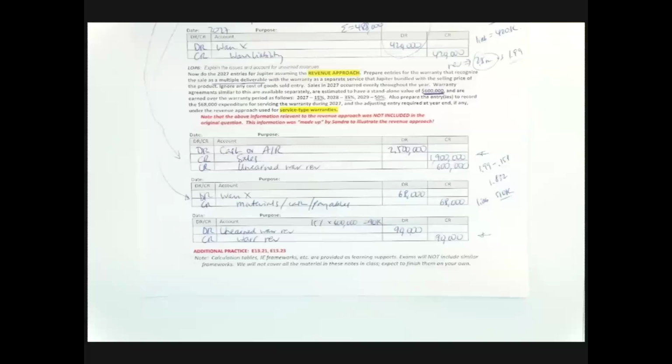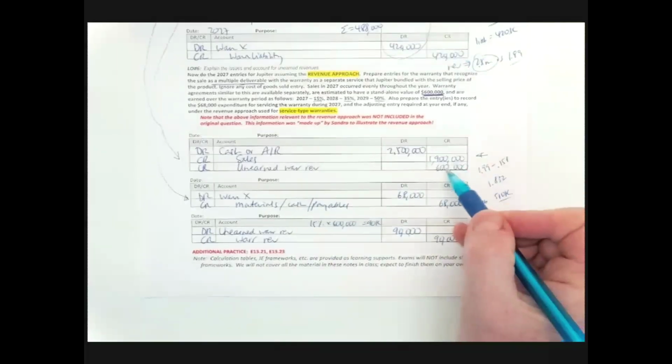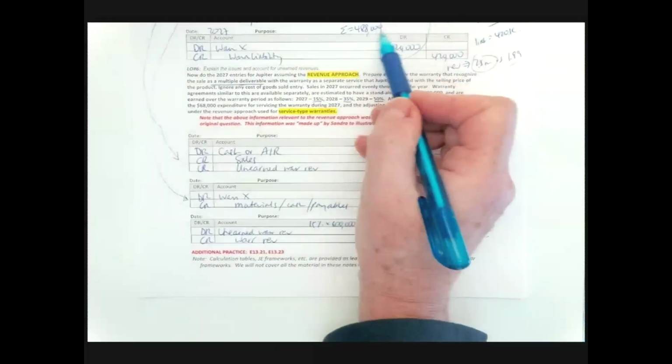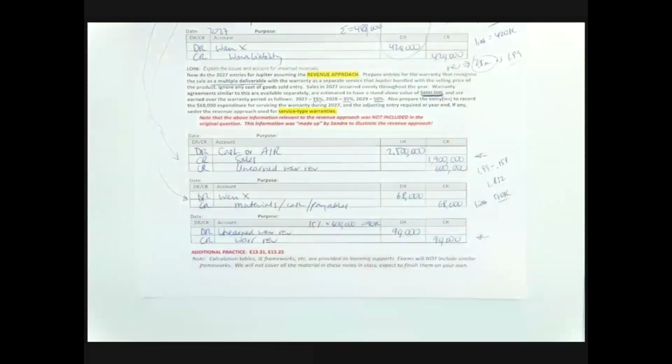Why are your liabilities lower? Because your liabilities are done at the cost level, whereas under the revenue approach, your liabilities are being carried at the revenue level, right? Because it's unearned warranty revenue, and you start at 600 on 488 of costs. So everything is worse under the revenue approach.